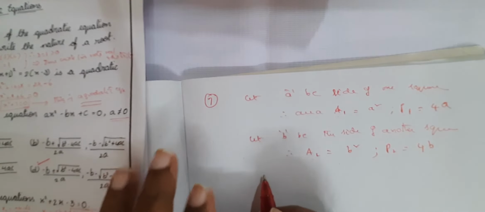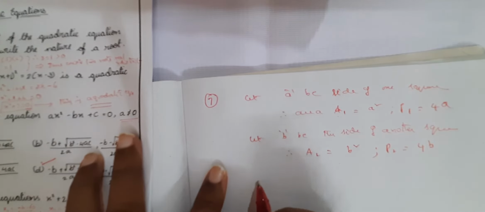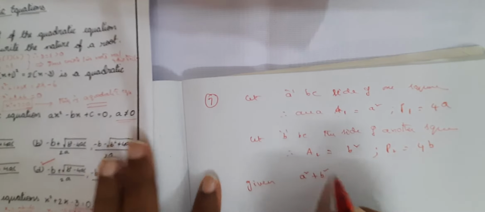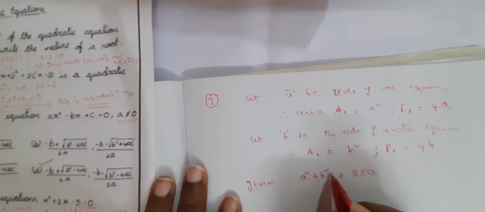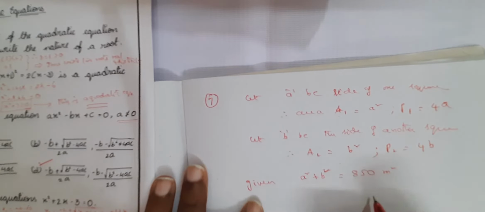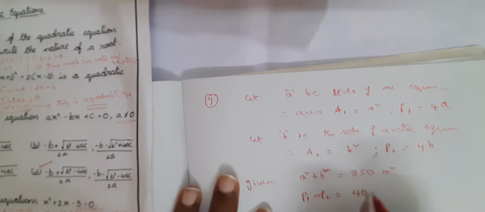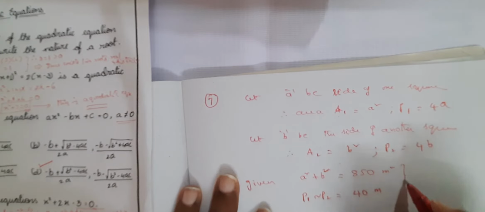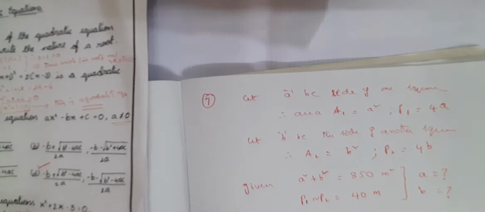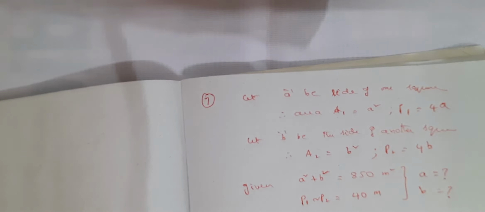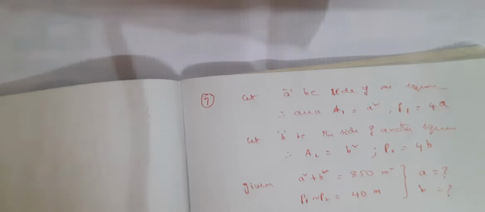So, what is given? The sum of the areas of the squares is given: A square plus B square is equal to 850 meters square. And also given is the difference of their perimeters, that is P1 minus P2 is equal to 40 meters. Now we need to find A is equal to how much and B is equal to how much. This is what the question is. So understanding the question is very, very important before you start proceeding to solve the problem.